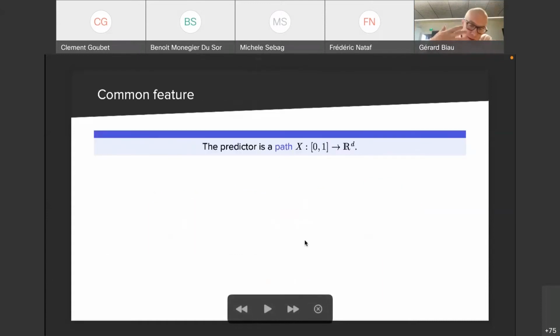So, in fact, the common feature of these examples is that the predictor, I mean, the x, is a path. It means that it's a function from 0, 1 to R to the D, and I insist on the fact that it can be a multivariate process. And that's very important because in many applications of time series, people are more or less stuck when D is large. And here, as we will see with the methods that we are going to develop today, D is not an issue.